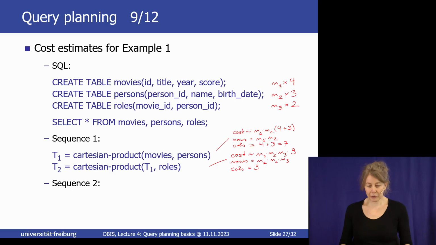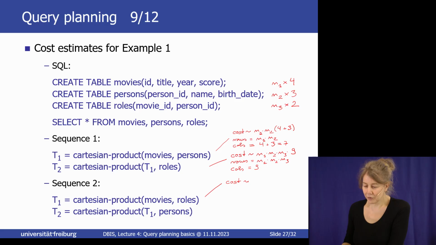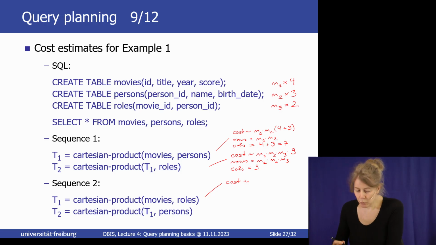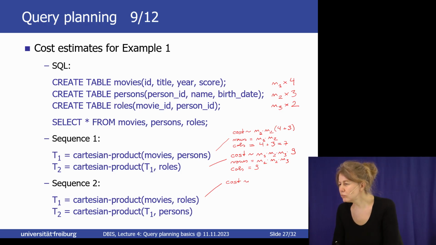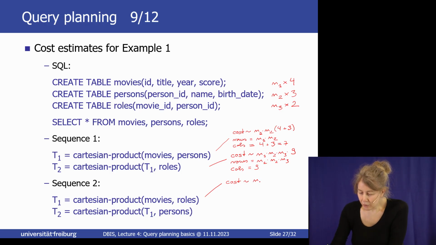Okay, now let's do the same thing here, maybe a little bit faster. Just the cost. So what's the cost of this one? You can just say it. It's n1 times n3 times 6. Yeah, it's these two, 6.